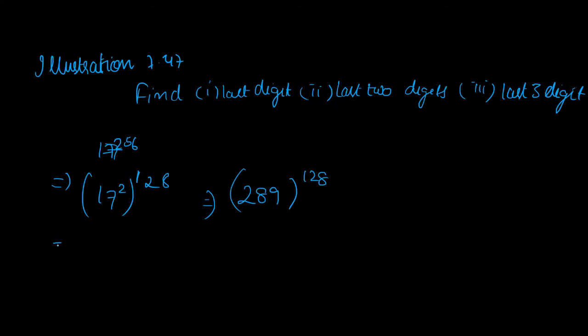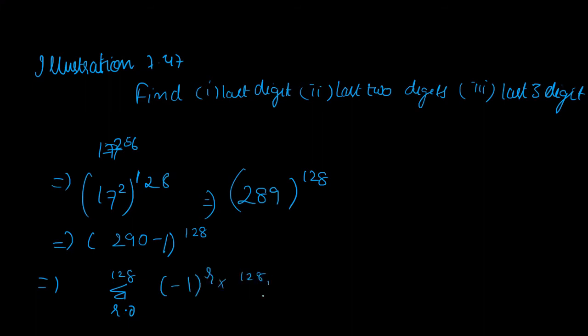Okay, again I'll convert it into a binomial expansion. That will become 290 minus 1 to the power 128. Till here clear? If I open this, you know how to open this kind of expansion. So you do r from 0 to 128, minus 1 to the power r into 128Cr, 290 to the power r, and the 1 to the power you have taken. So this will be your r term.